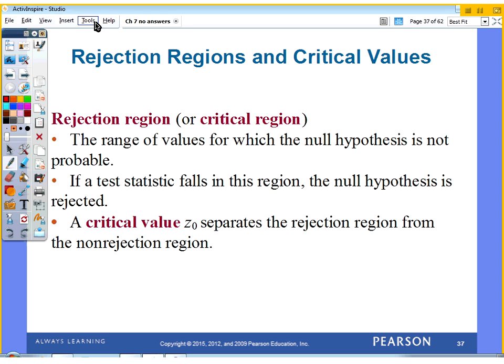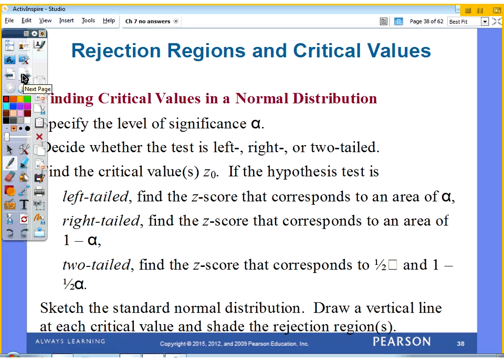So with this rejection region, what we're trying to find is the range of values for which the null hypothesis is not probable. If your test statistic falls in that region, we will reject our null hypothesis, and it's a critical value that's going to separate your rejection region from your non-rejection region. To find that critical value, it all depends on your level of significance, your alpha.